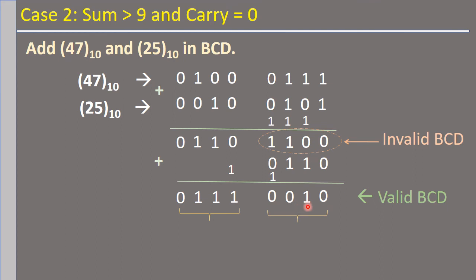Let's form the group of 4 bits each and convert them into decimal numbers. So 0111, that is 4 plus 2 plus 1, it is 7. Similarly 0010, when converted into decimal, it is 2. So the final result is 72. And you can cross check because when 47 is added with 25, we obtain 72. So that's why we have obtained the correct result.